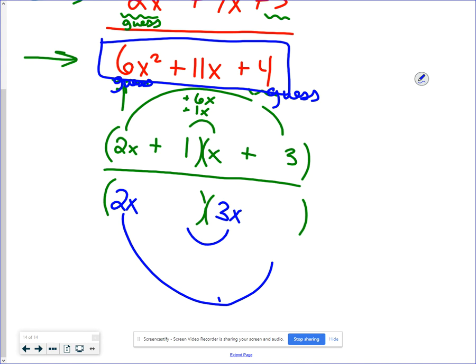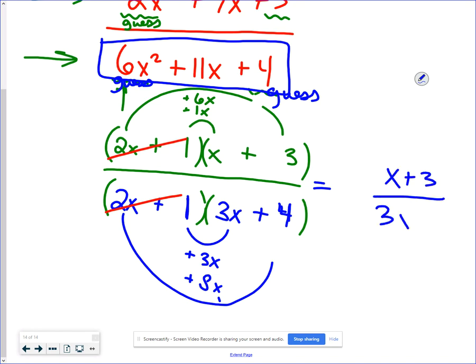Well, I know 2 times 4 gives me 8, and 1 times 3 gives me 3, and then 8 plus 3 is 11. So I'm going to put the 1 here and the 4 over here. 1 times 3x is 3x. 2x times 4 is 8x. If they're both plus, you can get 11. So there's how it factors. Does the top and bottom have any common factors? They do. I can mark out the 2x plus 1 on top with the 2x plus 1 on the bottom. So the simplified answer would be just x plus 3 over 3x plus 4.